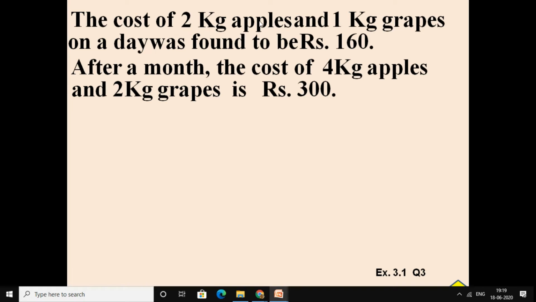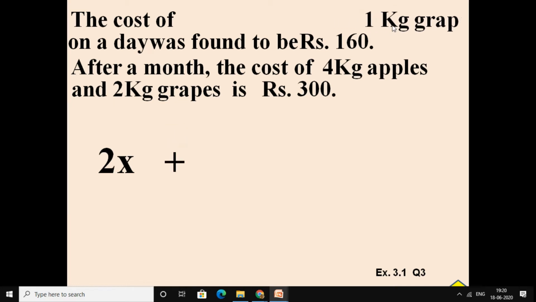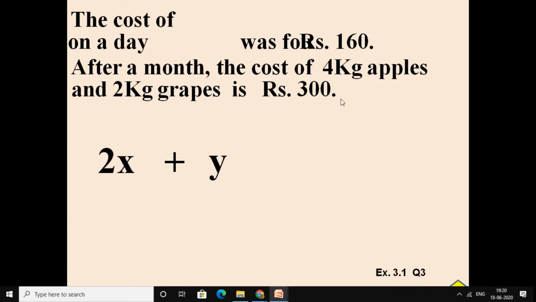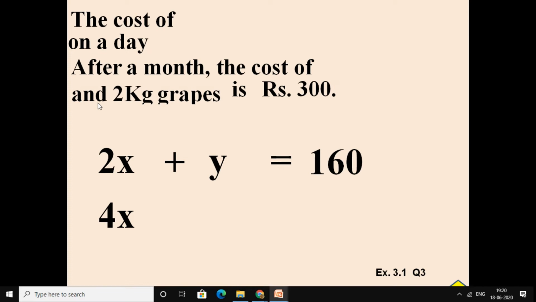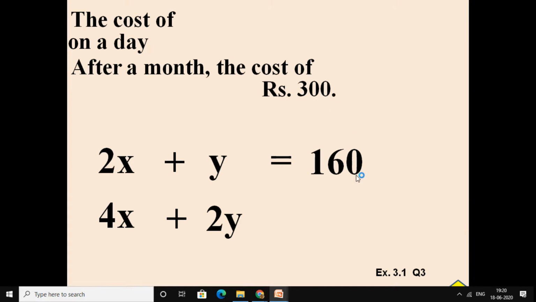The item here is apple, and the second item is grape. And we are making an assumption here that the cost of 1 kg apple is equal to X, and the cost of 1 kg grape is equal to rupees Y. So 2 kg apples will become 2X plus 1 kg grapes cost rupees Y. So the total cost would come to 160. After a month, the cost of 4 kg apples, so 4 kg would mean 4X, and 2 kg grapes would mean 2Y, equal to, will be 300.